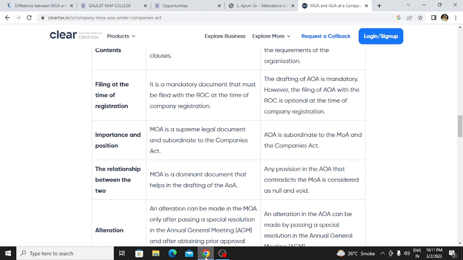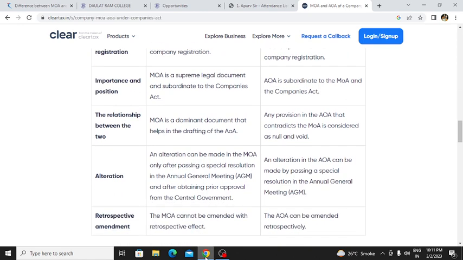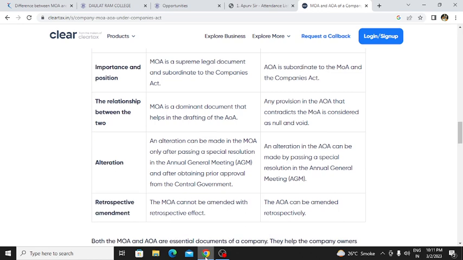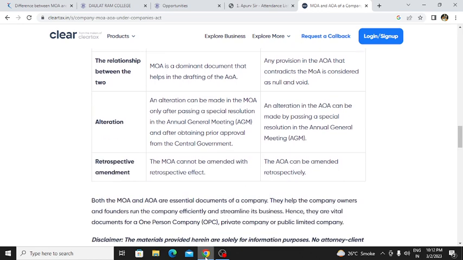That is an option in a company registration. That is not mandatory, but in a listed company it is mandatory. Importance and position: MOA is the supreme legal document and AOA is subordinate to it, right? Relationship between the two: MOA is a dominant document, and it will dominate the position.